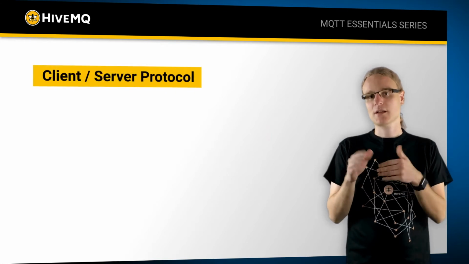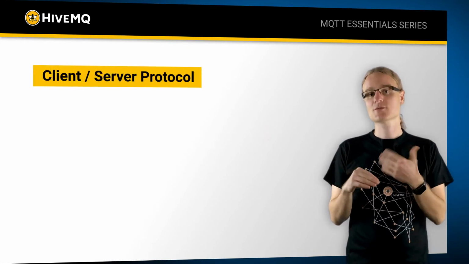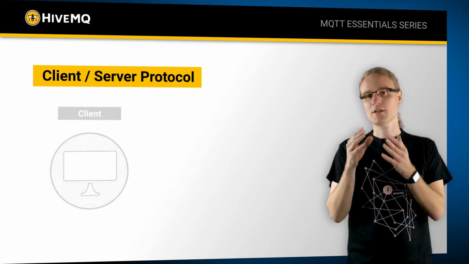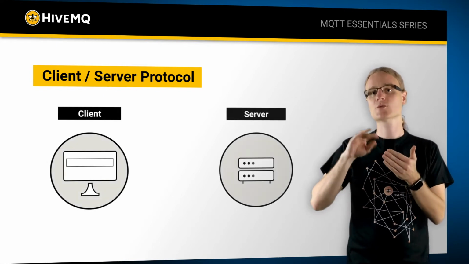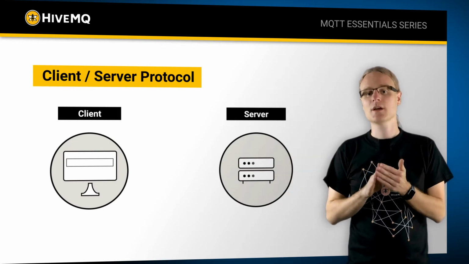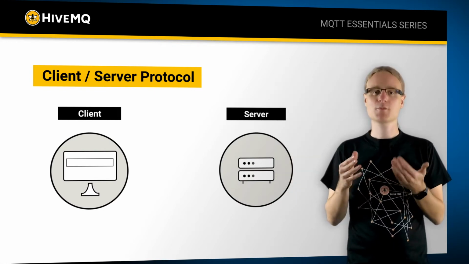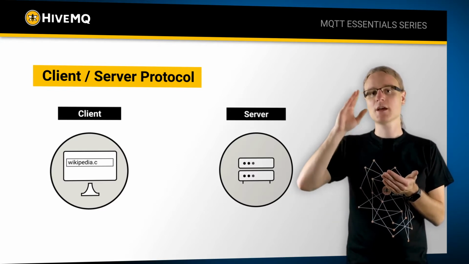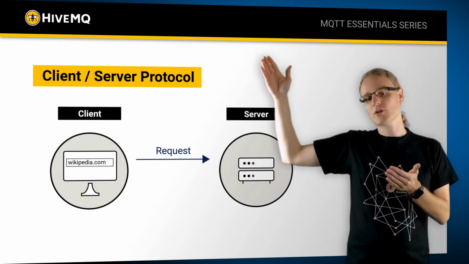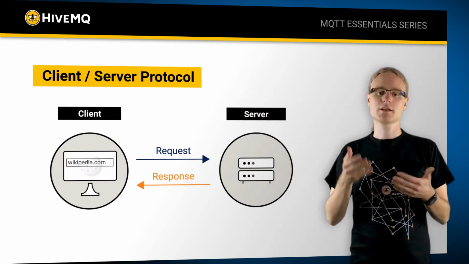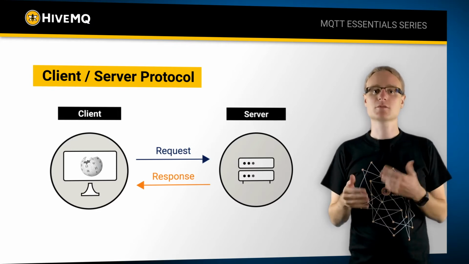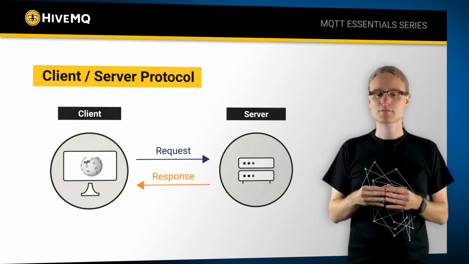A client-server protocol, or a request-response protocol, usually works the following way. You have a client and a server, and the client is requesting data from the server, and the server serves the data. For example, if you have a web browser and you want to browse Wikipedia, your web browser would send a request to Wikipedia, and then you would get an answer with the data, the page, back to your browser, and then you could, let's say, browse it.